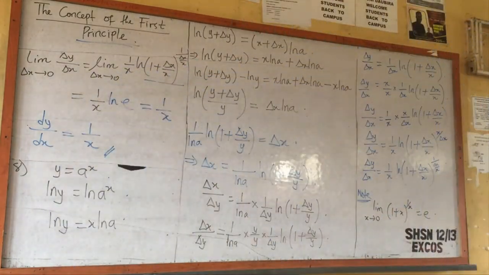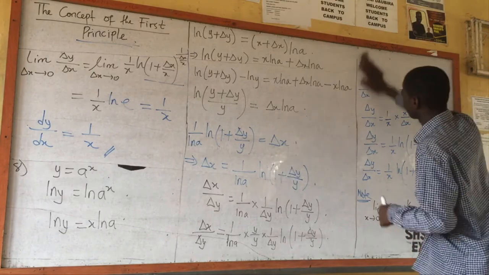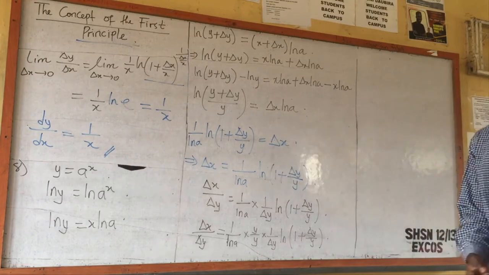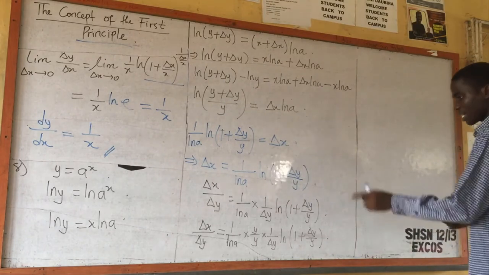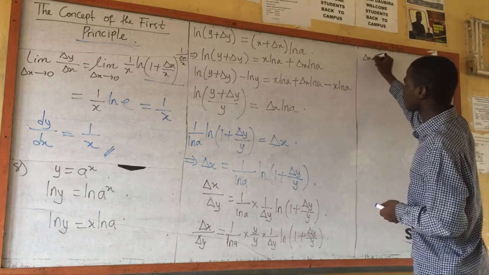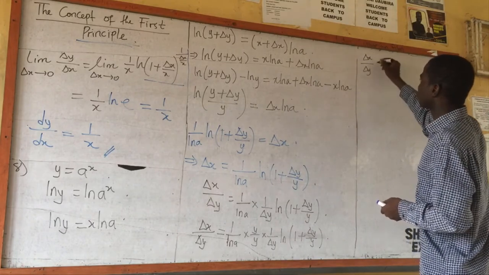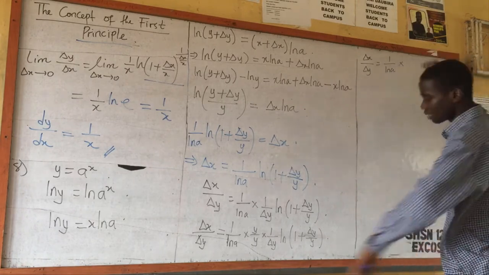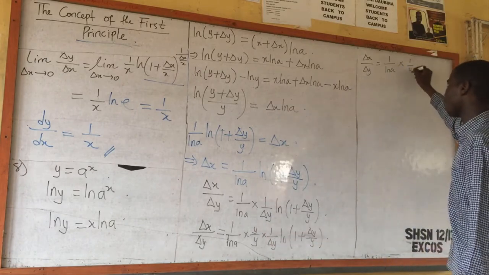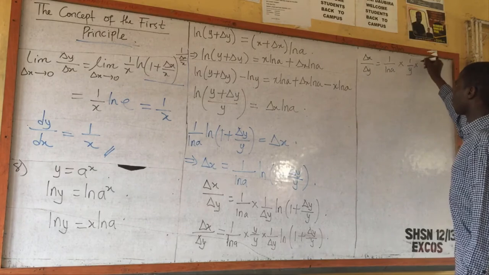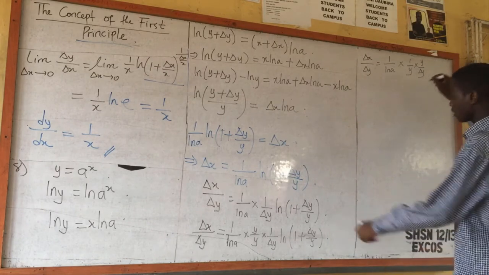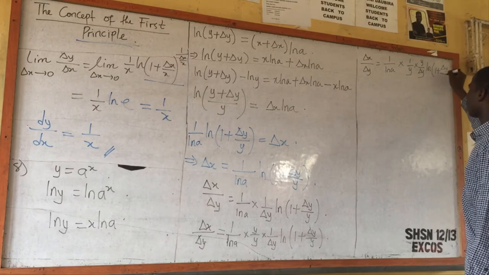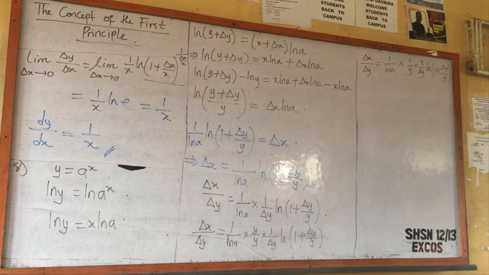So the next thing I'm going to obtain here is that delta s over delta y is equal to 1 over ln a multiplied by, let the y come here, 1 over y multiplied by y over delta y, then ln of 1 plus delta y over y. That is what I'm going to have.